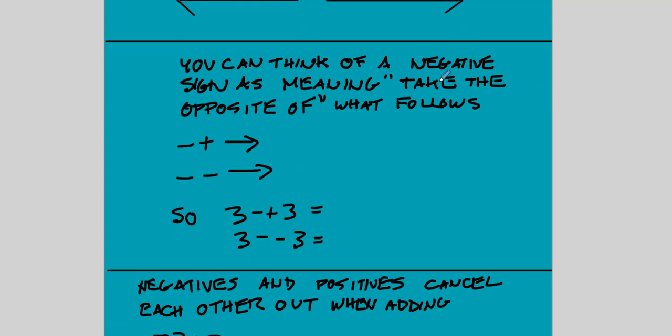You can think of a negative sign as meaning take the opposite of what follows it. So if I have a negative followed by a positive, this means take the opposite of the positive. I can put that in parentheses. You don't have to, but you can. So the negative of a positive is going to be a negative, because this is take the opposite of a positive, which must be a negative.